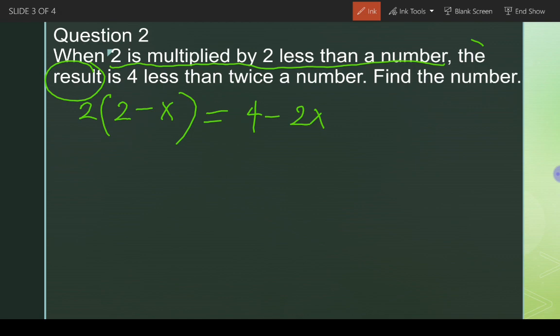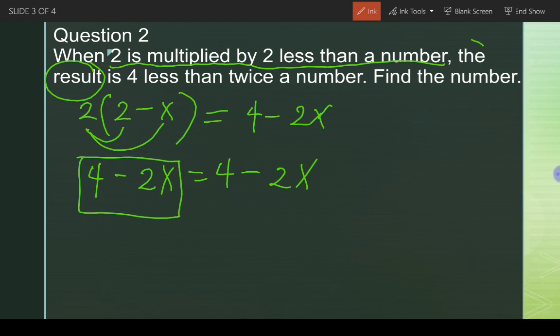So what we are going to do here is we're going to distribute 2. So you have 4 minus 2x is equal to 4 minus 2x. So as you can see, we have the same values on the left side and the right side. Meron tayong 4 minus 2x, tapos meron din tayong 4 minus 2x.